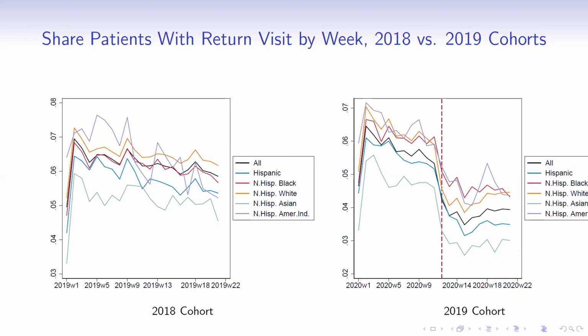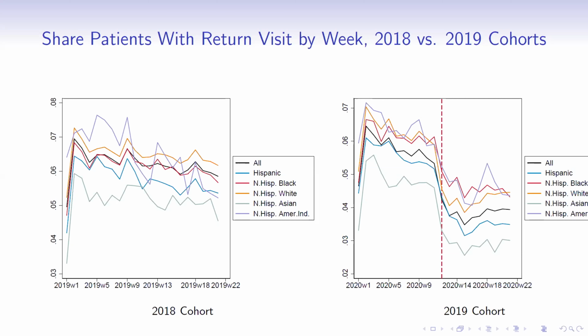The black line shows return visits for all groups. Then you see the different categories and the different colors below. The thing to note here is first, there is some seasonal variation across weeks of the year in terms of the likelihood that patients are returning for subsequent visits. But there's a clear fall that happens around week 12 of 2020. That's the week of March 16th, 2020. Of note is that the federal emergency declaration happened on March 13th, the Friday before that. And so a lot of stay-at-home orders were issued immediately after that.